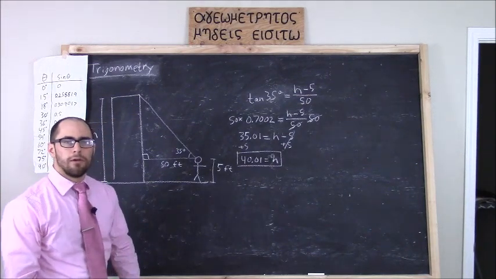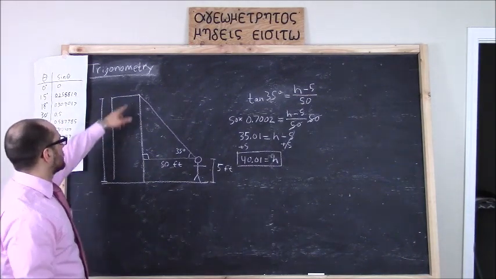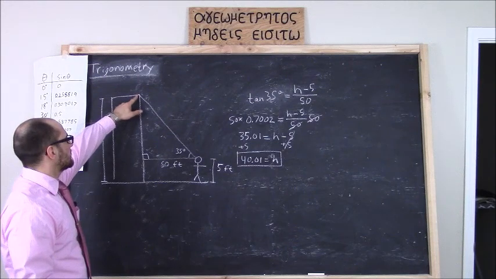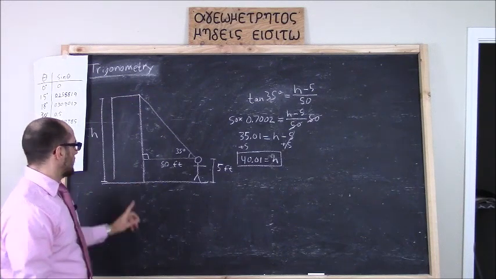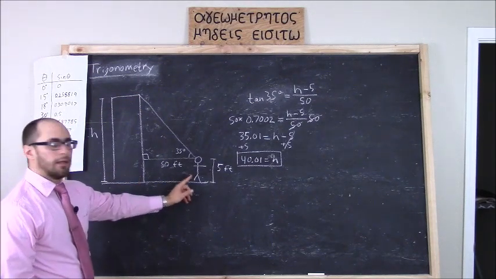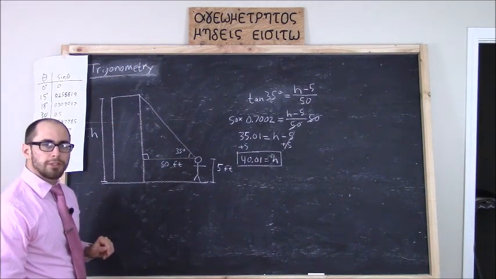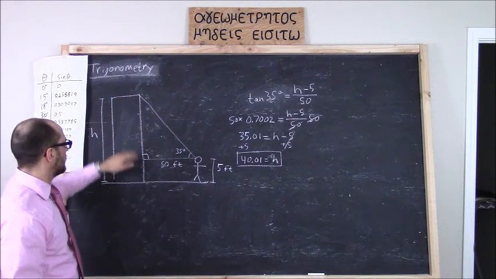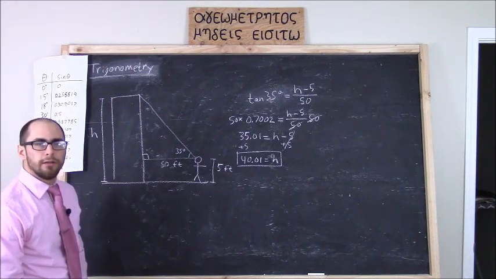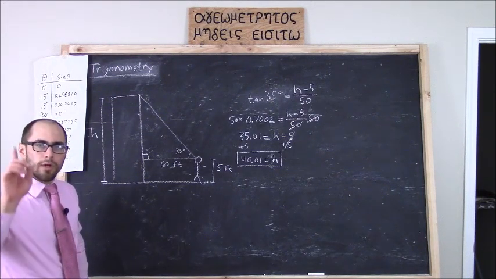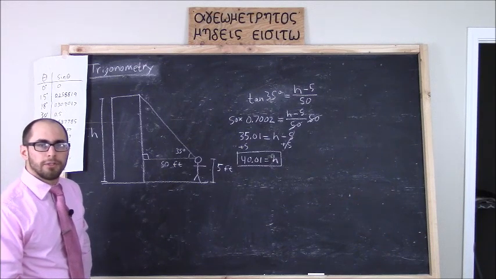So there you go. If you're unable to run a measuring device from the top of the building to the ground, you can measure along the ground and find that angle. Then we can use trigonometry to indirectly determine the height of this building. That is just one application of trigonometry.